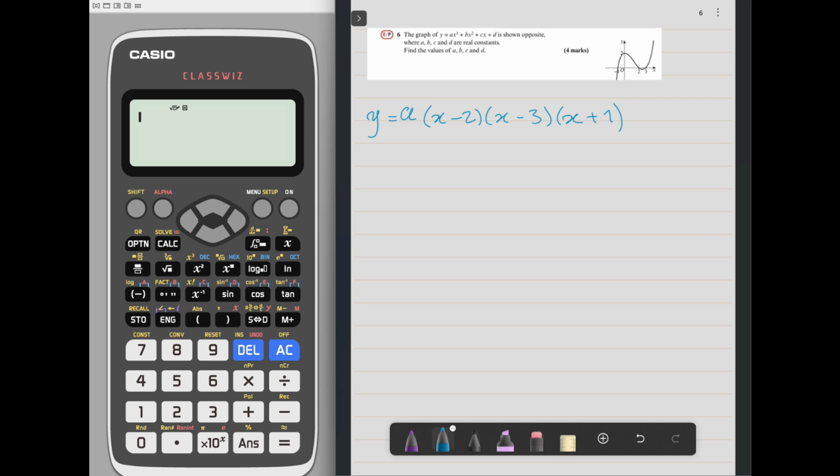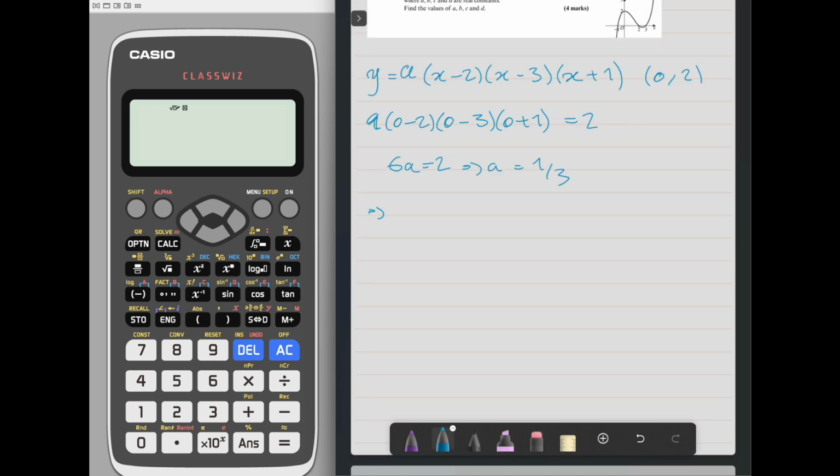So let's say that it now passes through 0 and 2. When I replace x with 0, it's going to be a times 0 minus 2 times 0 minus 3 times 0 plus 1 being equal to 2. So I can find my a. I have only one variable. It's going to be minus 2 times minus 3 times 1, which is 6a being equal to 2. So a is going to be equal to 1 over 3.